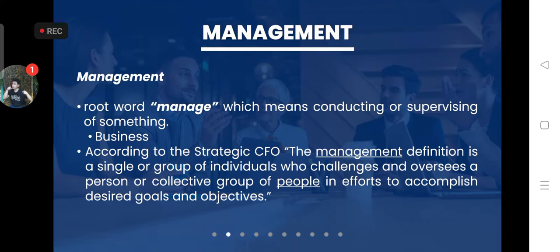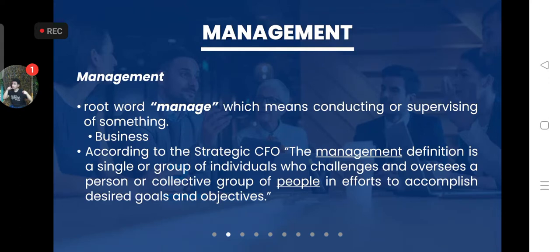But in order for management to plan, organize, monitor, and direct individuals, it needs to have a manager. So good morning everyone. Together with Miss Manalang, we are going to talk about Chapter 1, which is Management and Organization.